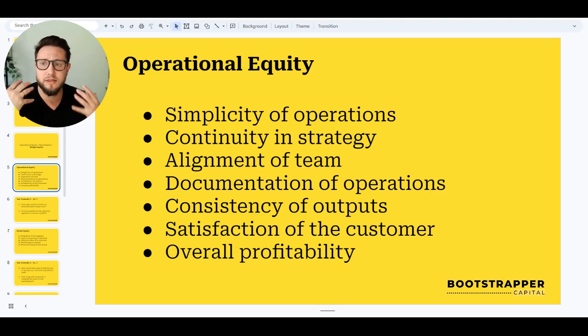Because your business is a living thing, it's a machine. Realistically, we love to think of businesses as machines. There's lots of moving parts, and all these parts come together to get to an output or an outcome, right? And ideally, that's simple, profitable outcomes. Inside of simplicity of operations, you're talking about things like continuity of your strategy, right? Do people know what your vision, purpose, mission is? Do they know what the objectives are that you're trying to achieve? Do they know what the strategies are to achieve those objectives? Do they know what actions they need to take?